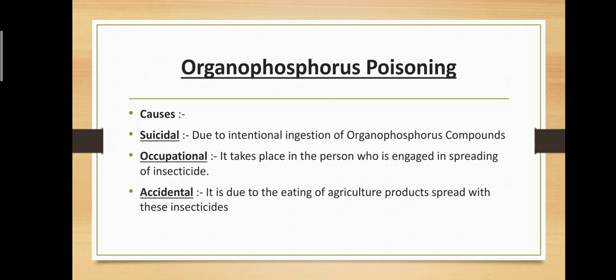Organophosphorus poisoning. There are three causes of organophosphorus poisoning: first, suicidal; second, occupational; and third, accidental. In suicidal, it is due to intentional ingestion of organophosphorus compounds. Occupational takes place in a person who is engaged in spreading insecticide, and generally organophosphorus is present in insecticide. Accidental is due to eating agricultural products sprayed with these insecticides. These are the three causes of organophosphorus poisoning.